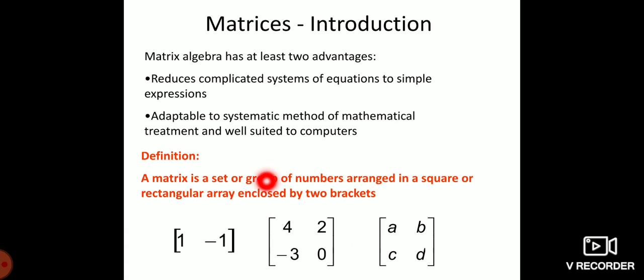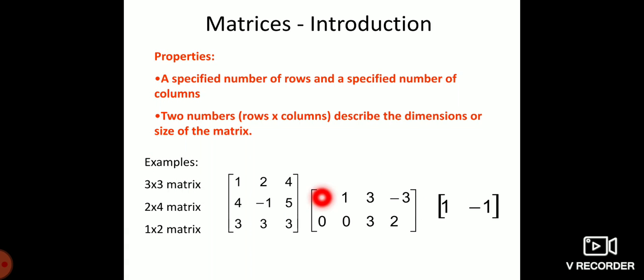Second example: first row is 4, 2, second row is -3, 0, and first column is 4, -3 and second column is 2, 0. That's why this matrix is of order 2 by 2. Also this matrix is of order 2 by 2. See, the number of rows is equal to the number of columns. That's why this matrix is 3 by 3. First row, second row, third row, first column, second column and third column. This matrix is of order 3 by 3.